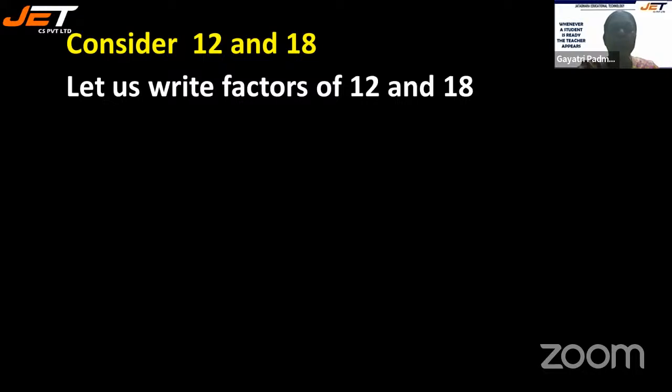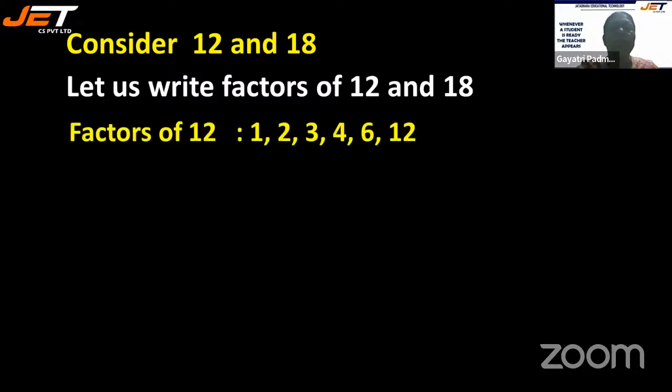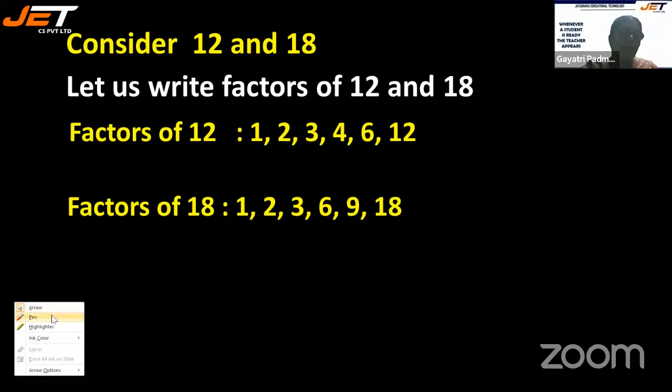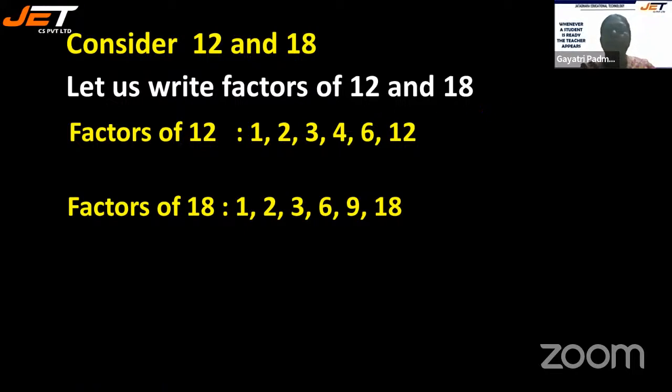All right. Now, let us consider 12 and 18. The factors of 12 we can write as 1, 2, 3, 4, 6, 12. And the factors of 18 you can write as 1, 2, 3, 6, 9, 18. All right. So, let me tell you the easiest method also to find the factors, right?